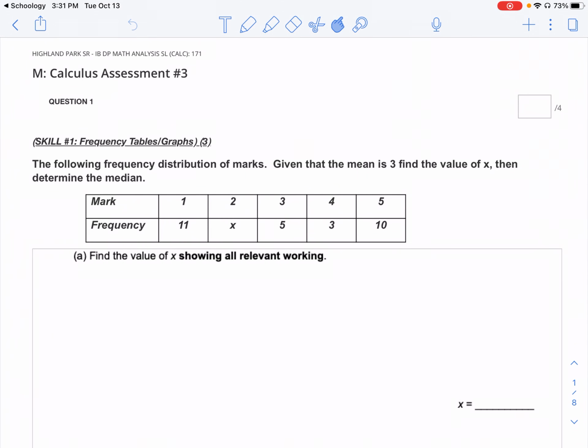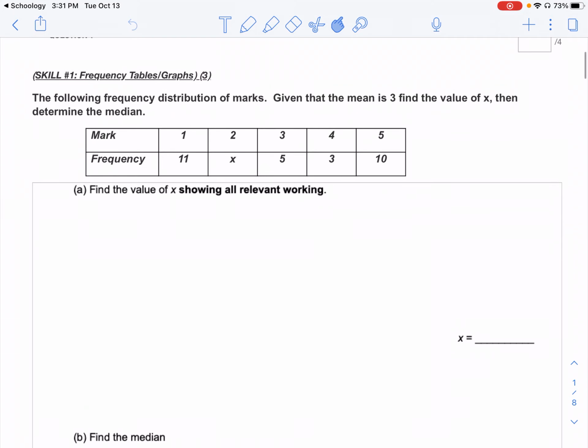All right, this is the last test that we took last week, assessment 3. Most of you got skill number 1 done just fine. It says show your work, show all relevant working for finding X. You want to make sure you're showing how you got X. I wanted to make sure that it wasn't just guess and check, because you could definitely get this done by guessing it, trial and error.